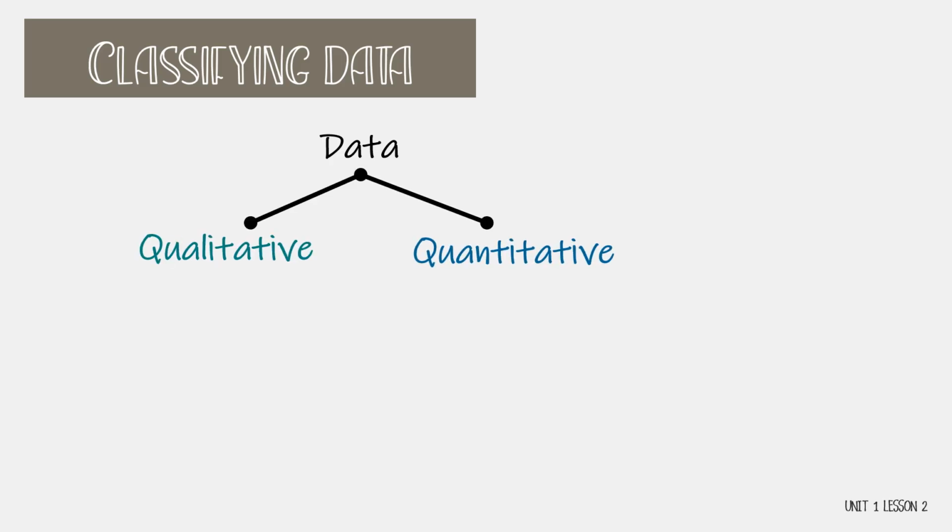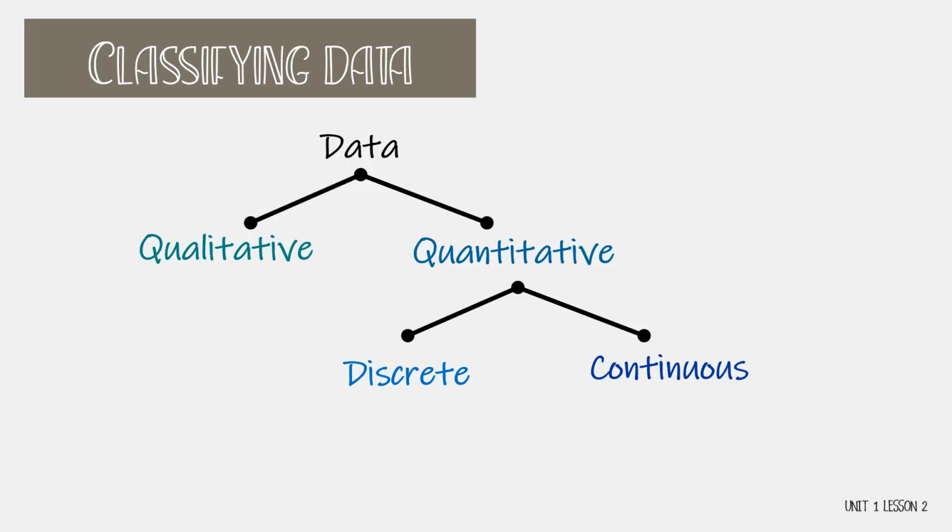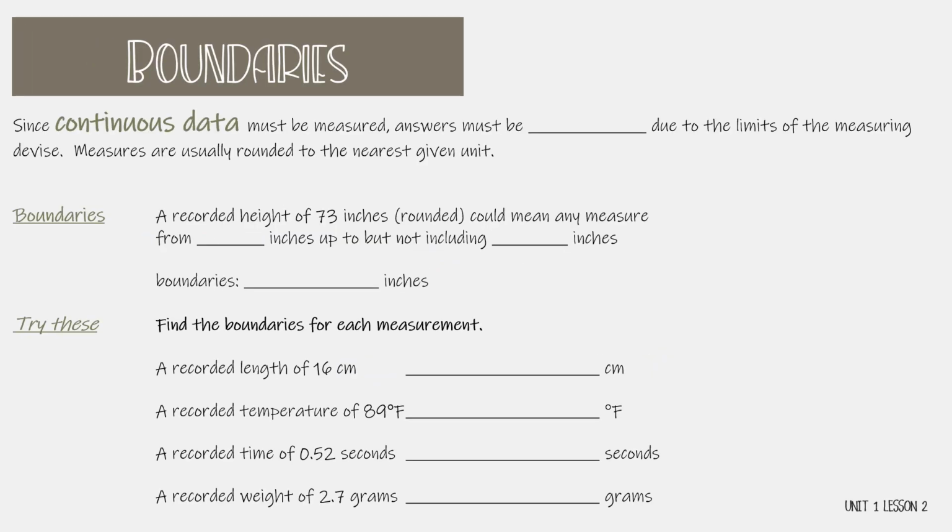Classifying data. So here we have data, and first we can break it into qualitative or quantitative. But if it's quantitative, it can be broken down further into discrete or continuous. And you will need to be able to decide if data is qualitative or quantitative, discrete or continuous. But first of all, let's look at boundaries.